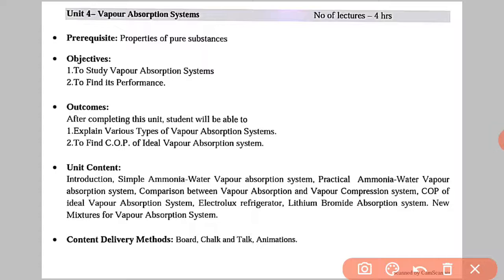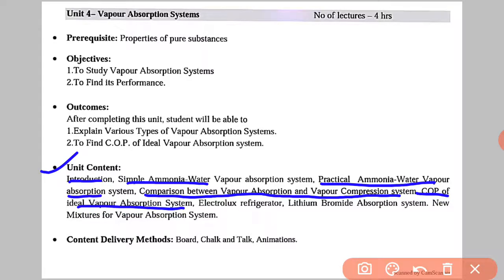See here the unit contents of the vapor absorption system. First one is introduction to vapor absorption system. Then simple aqua ammonia vapor absorption system. Then practical aqua ammonia vapor absorption system. Then comparison between vapor absorption system and vapor compression system. Then COP of ideal vapor absorption system. Then Electrolux refrigerator, lithium bromide absorption system, and new mixtures for vapor absorption system.